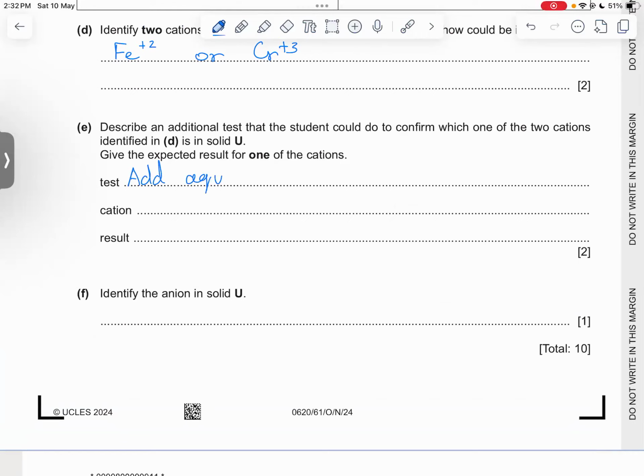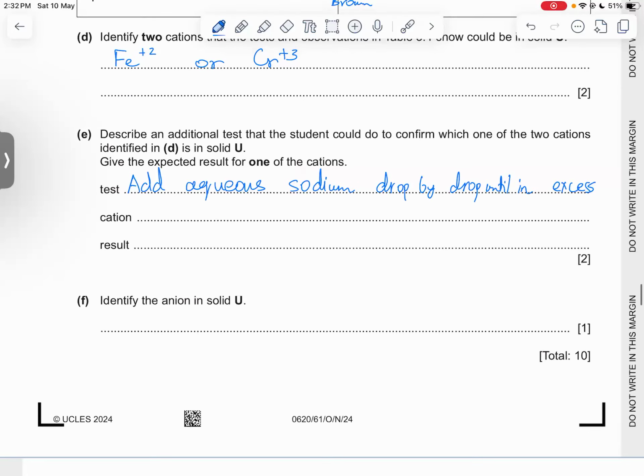Add aqueous sodium hydroxide drop by drop until in excess. All right. Can we also say how we can just use ammonia?